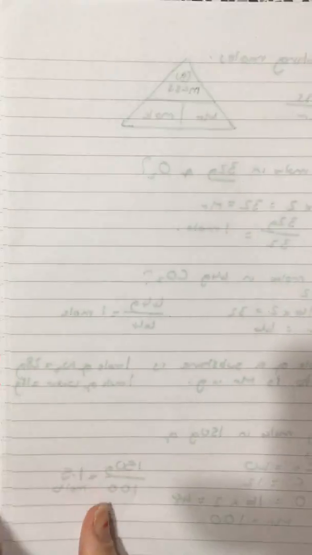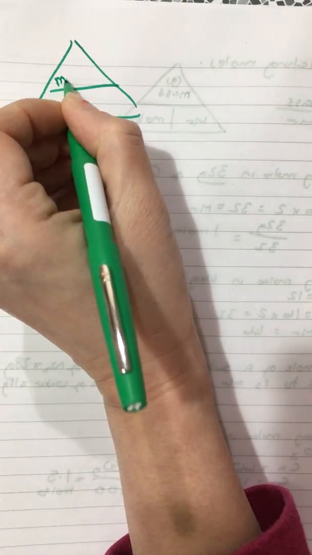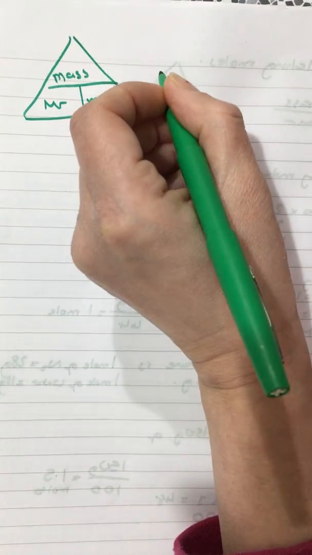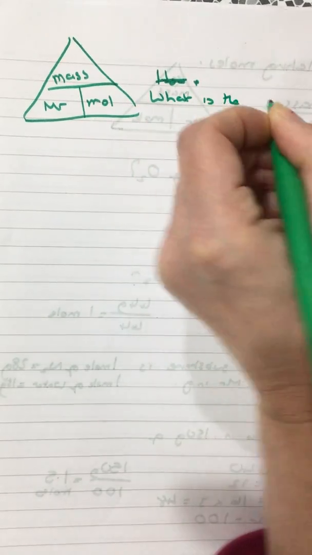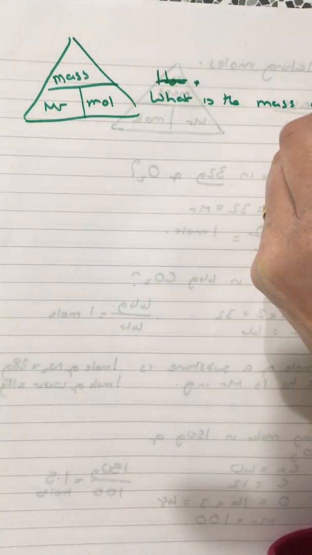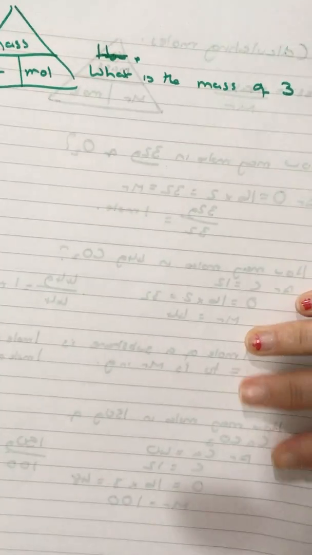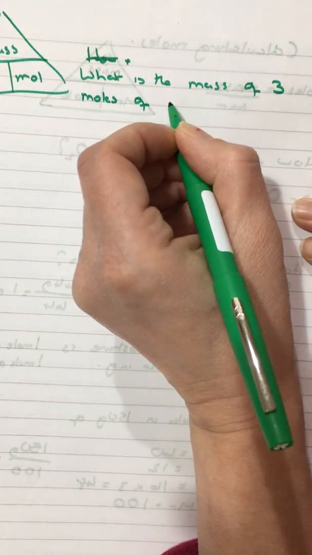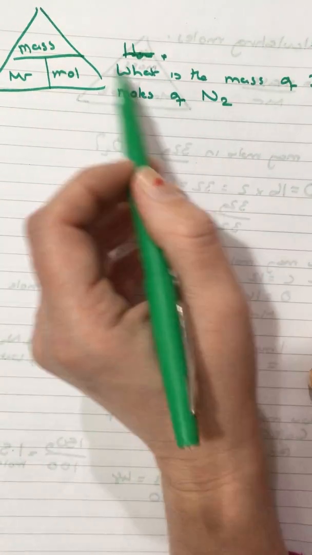So what you might have to do now is actually rearrange the equation. So if we put our triangle here again, mass in grams, Mr, mole. So this time, let's say, what is the mass of 3 moles of nitrogen, N2? So we're going to need to work out the Mr in order to find the mass.